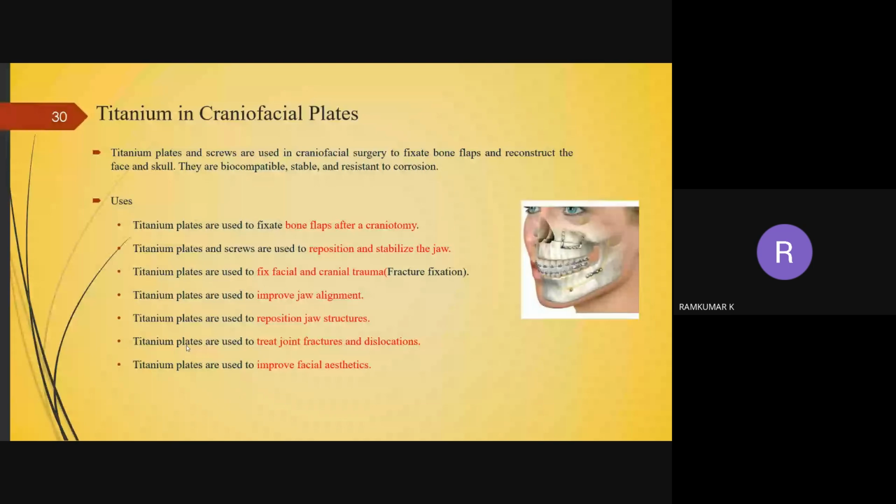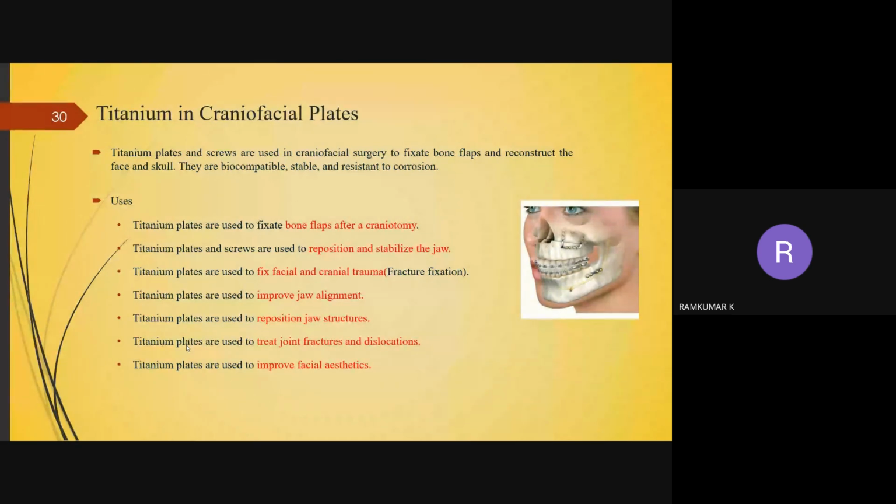The next area where titanium is used is craniofacial plates. Here, titanium is used to reconstruct the face or skull, and it is used for fixing the bone plates. The various uses are the bone plates after craniotomy, and in the previous slide we have seen in the skull, if there is any problem they will be using this titanium. After that, it is used to reposition and stabilize the jaw. It is also used for fracture fixation.